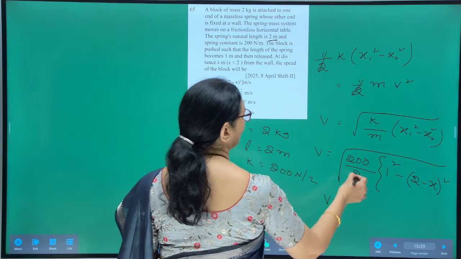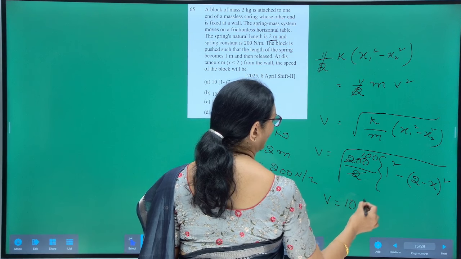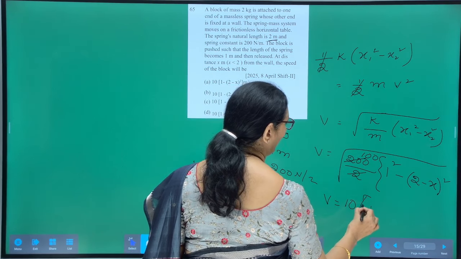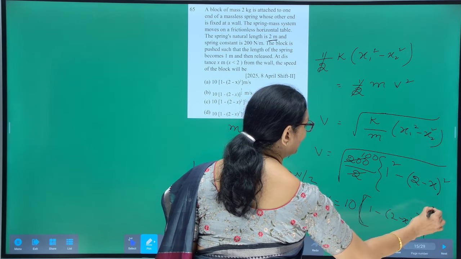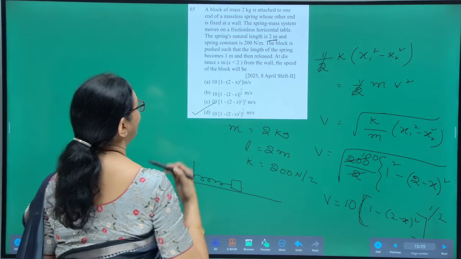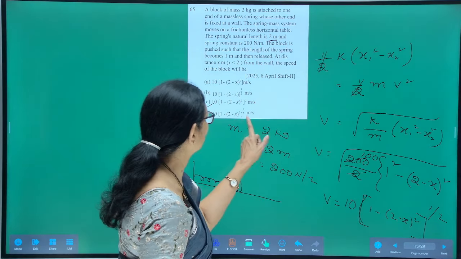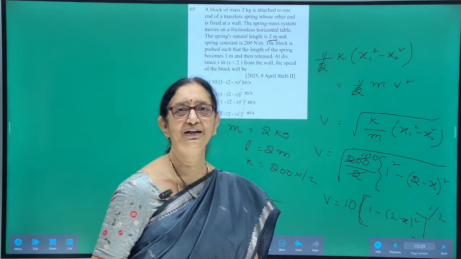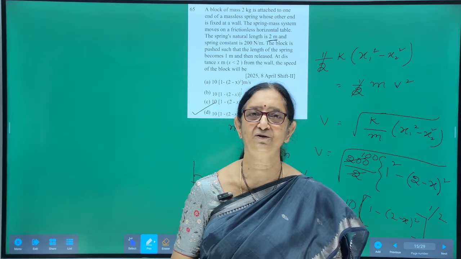So, here this is 100, under root becomes 10, root of 1 minus 2 minus x whole square, the under root is taken as half here. So, just look at the option, it is 10 into 1 minus 2 minus x whole square to the power of half.